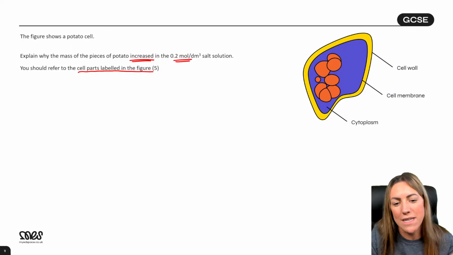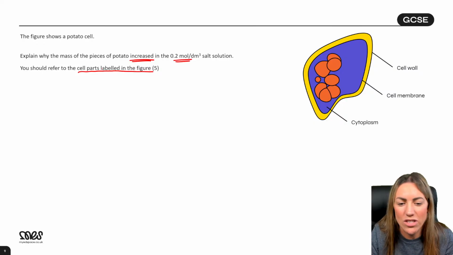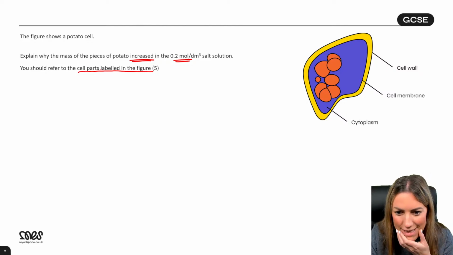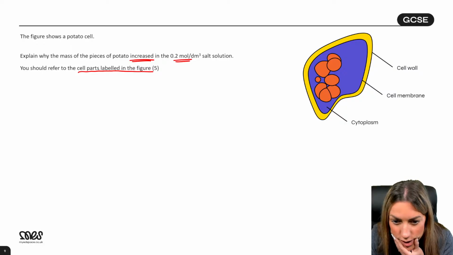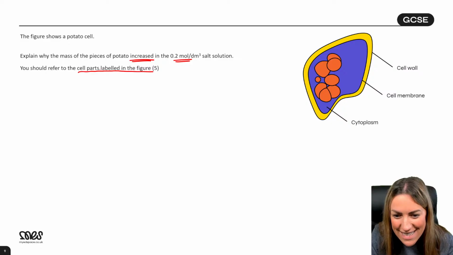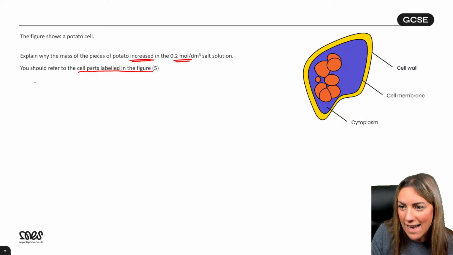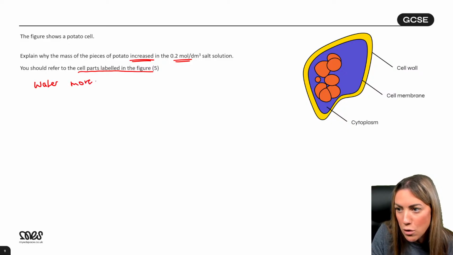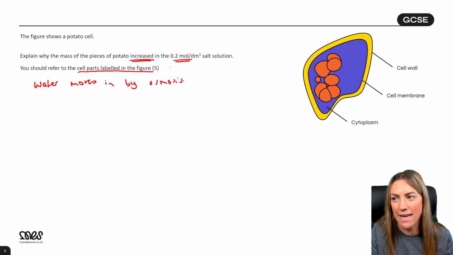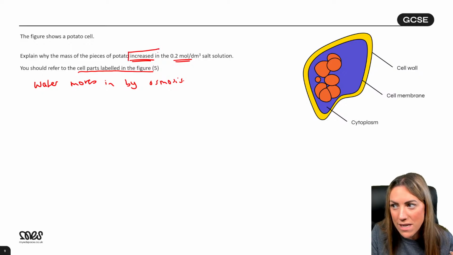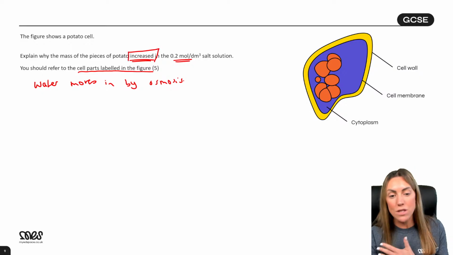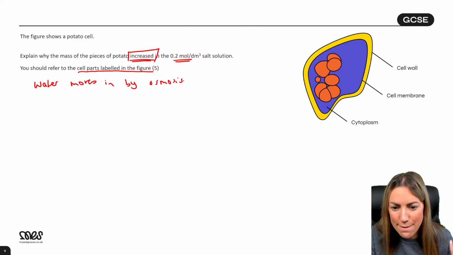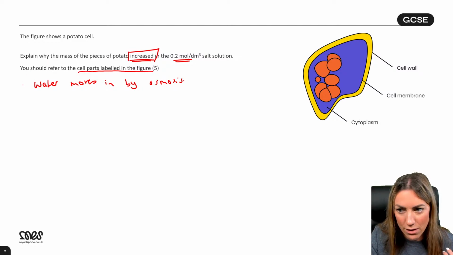So we know it's increasing in mass, so that kind of gives us a clue. Like, that makes it a little bit easier. It's increasing in mass. Why? This is AQA. Let's start with the easy stuff. Okay, yeah, so water moves in by osmosis. Now, you might be thinking, how did I know that? Well, it's easy. If it's increased in mass, why is it increased in mass? It must have gained water. So water has moved in by osmosis. We can all get that mark.